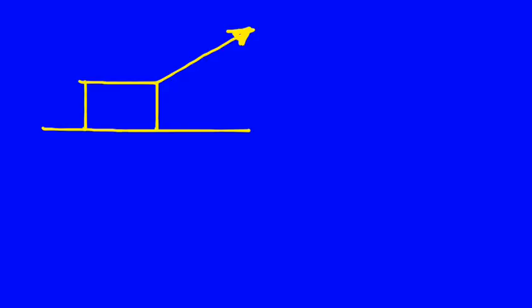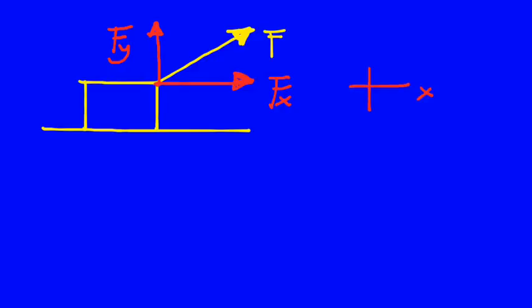This force has two components. First is the component in the horizontal axis here. Let's call this Fx. And the second one is the component in the vertical axis, Fy. Again, we use the Cartesian coordinates, the horizontal or x-axis, and the vertical or y-axis. Now, when we think about the components, we can also calculate their magnitudes.